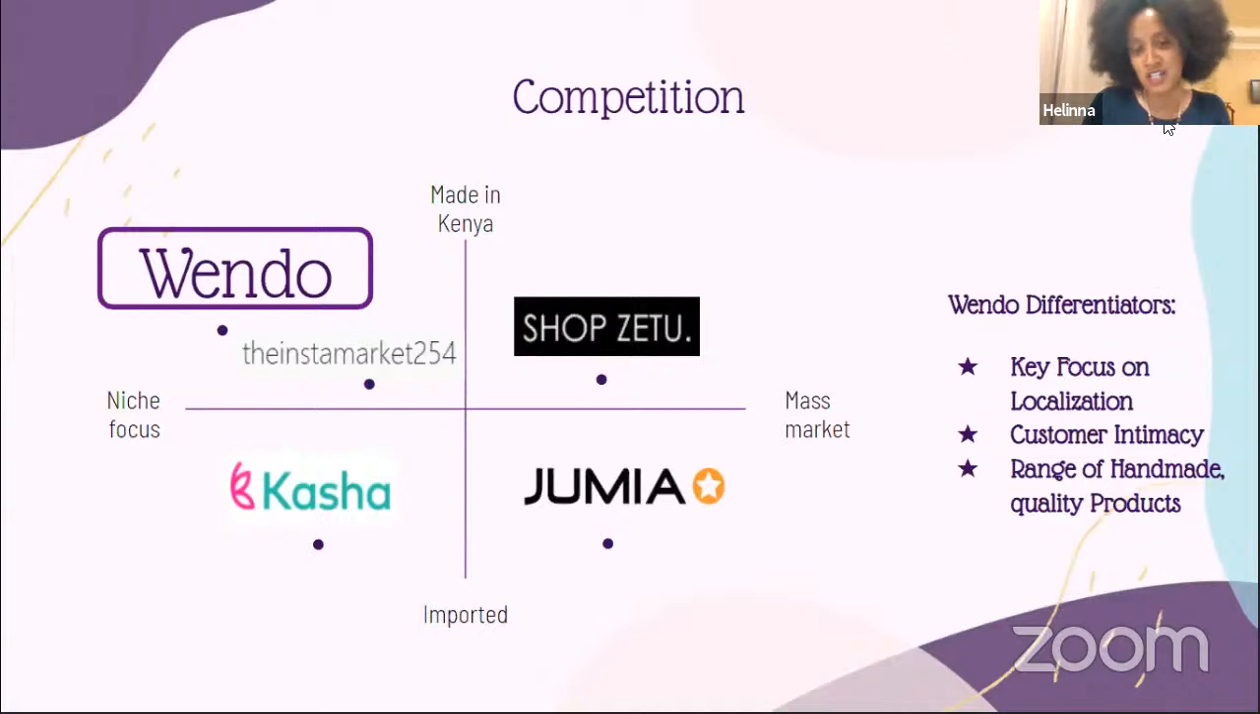From here, you might recognize the platform Jumia, sometimes known as the Amazon of Africa. They focus on mass market and imported goods, so primarily cheap stuff from China. And while there are, of course, a plethora of e-commerce platforms, we're really interested in playing in the space of made in Kenya, focusing on niche markets and handmade. Where we think we can really differentiate ourselves is, again, key focus on localization, deep customer intimacy and understanding of what our users are looking for, and offering a range of handmade high quality products.